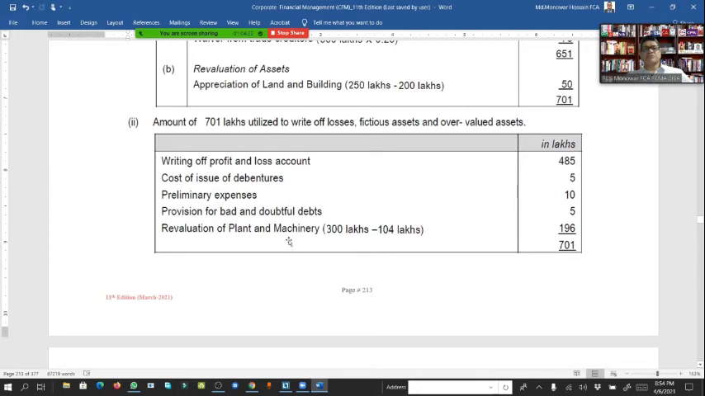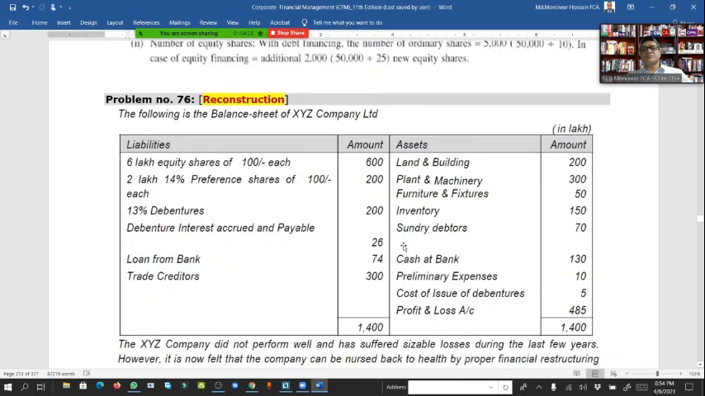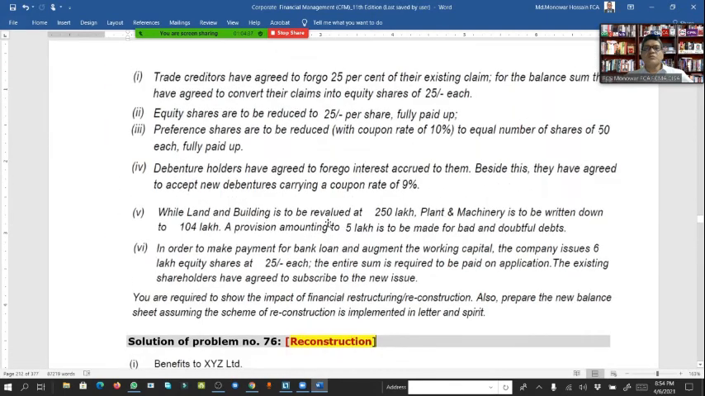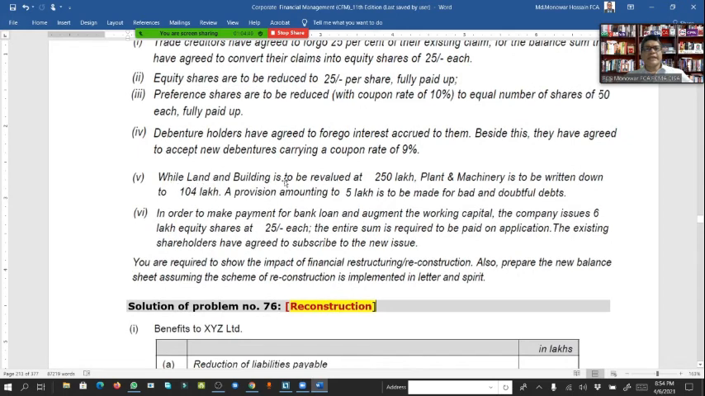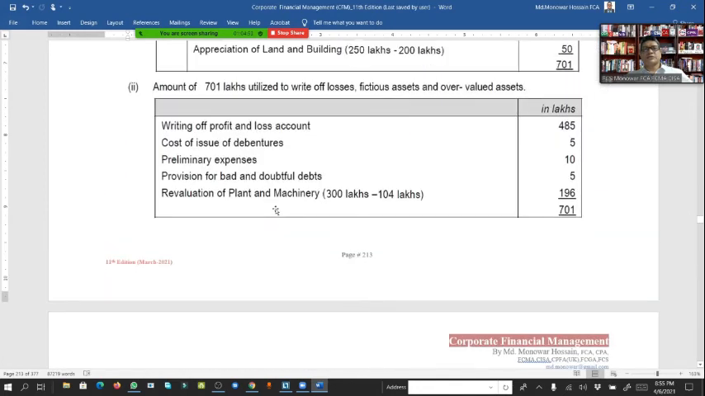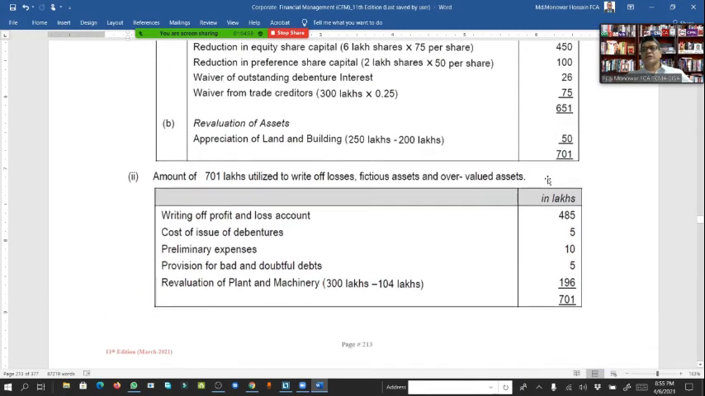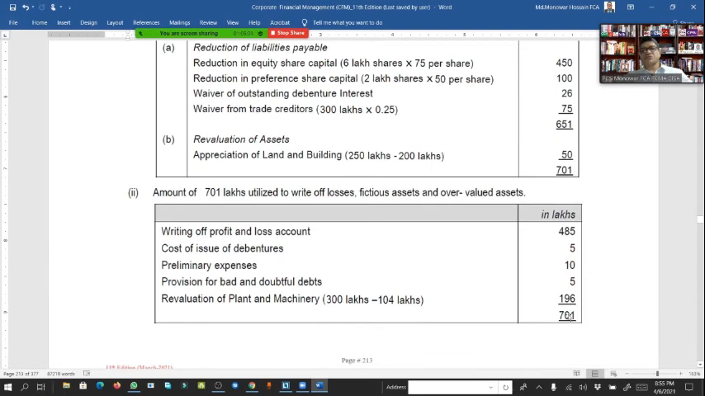And revaluation of plant machinery 196. That means revaluation of land building and plant machinery 300, and here how much machinery is revalued, while land building 250 lakh, plant machinery 140. Provision amount 5 lakh to be made for the bad and doubtful. Okay, so here 104 and 250. So here 104, here 3 lakh comes, 196. So adjust with the balancing figure 701.